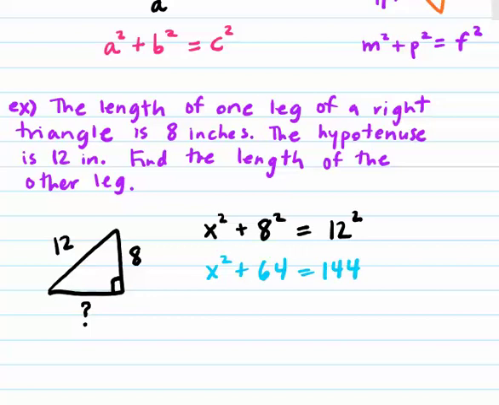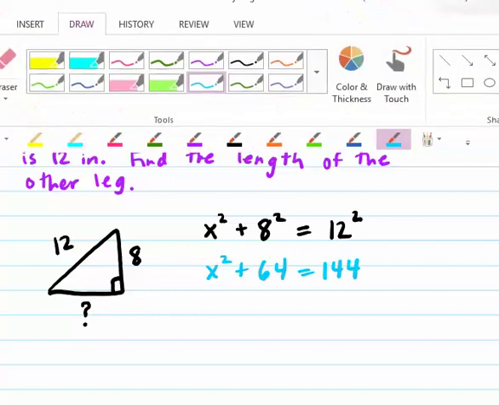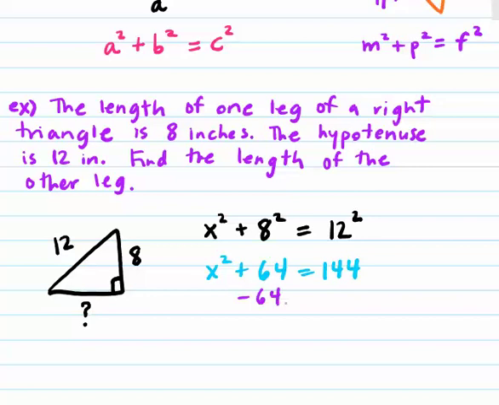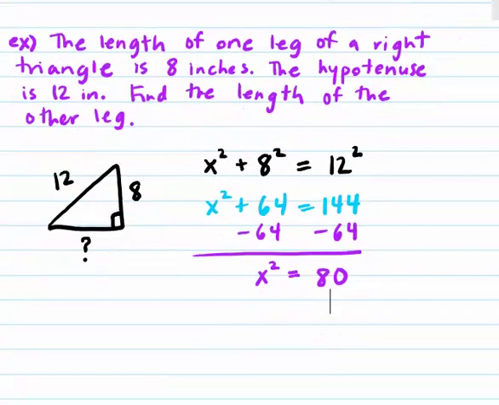I'll solve for x, so I'll subtract 64 from both sides. And I get x squared equals 80. Next, to solve for x, I would have to take the square root of both sides because I have x squared and I need x, so I take the square root. So I get x equals the square root of 80. That's the exact length, but it's unsimplified.